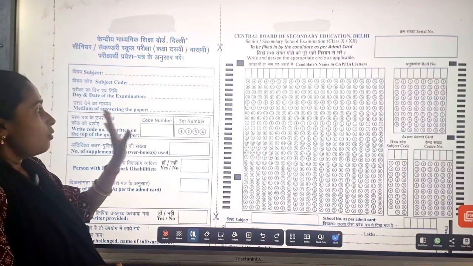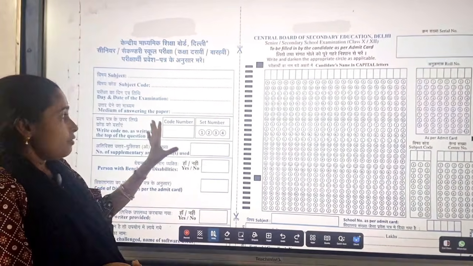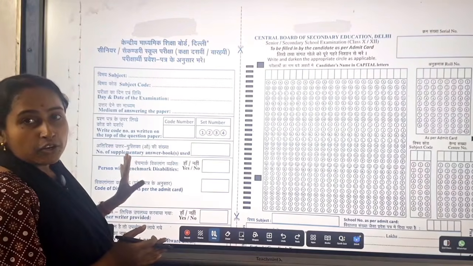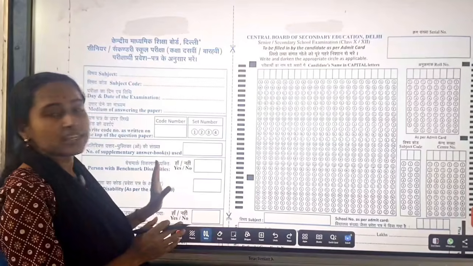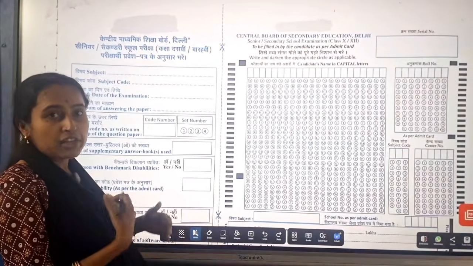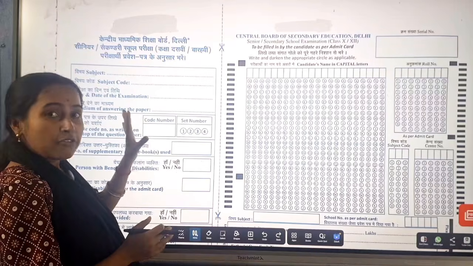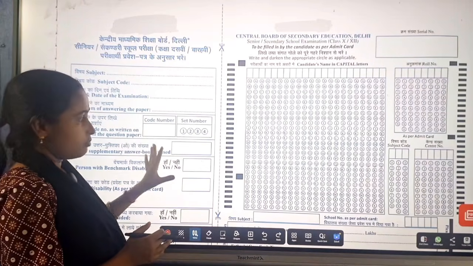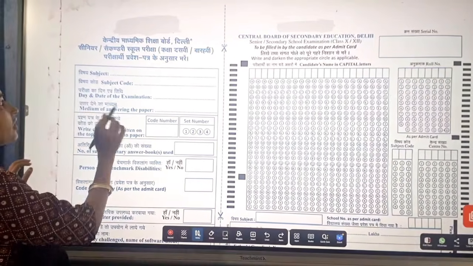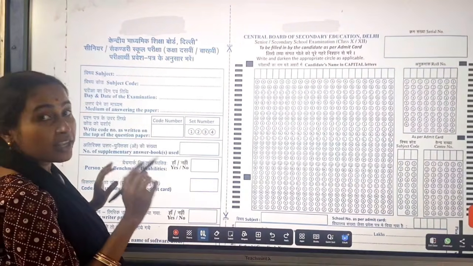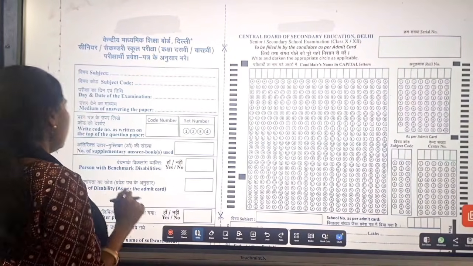Now this is the OMR based front page of your answer sheet. Exactly the same front page will be there in your answer sheet. Now how to fill this? Maximum students make mistakes in filling this OMR because of exam pressure and anxiety. You will be given 15 to 20 minutes to fill this up, so don't take any pressure. You have to fill it slowly, and remember that if you make any mistake, there will be no replacement.